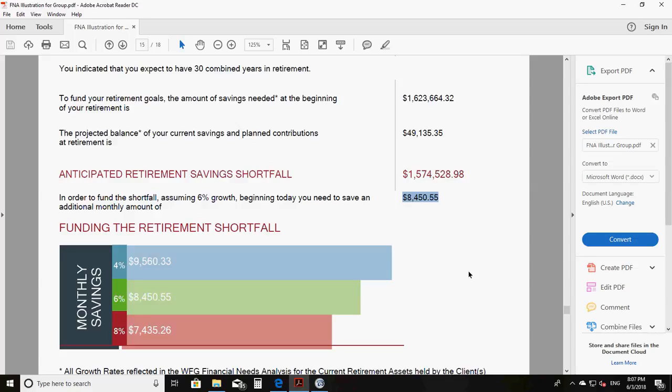I basically tell the client, this is a snapshot of where you are right now. It can get worse, it can get better, depending on the decisions that you make today that can either save you or screw you in the future.